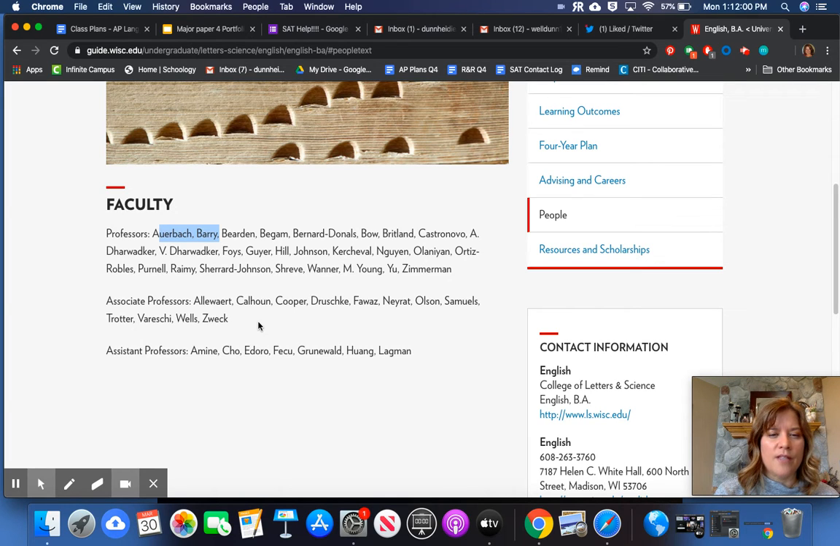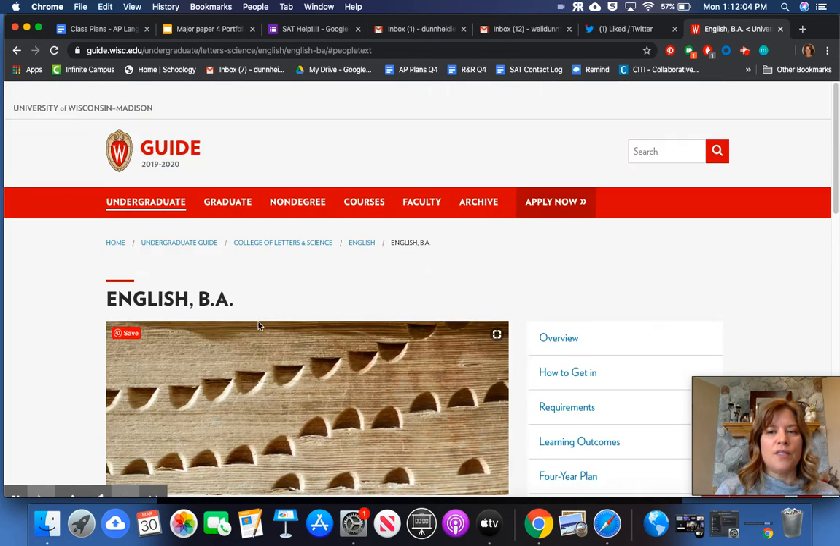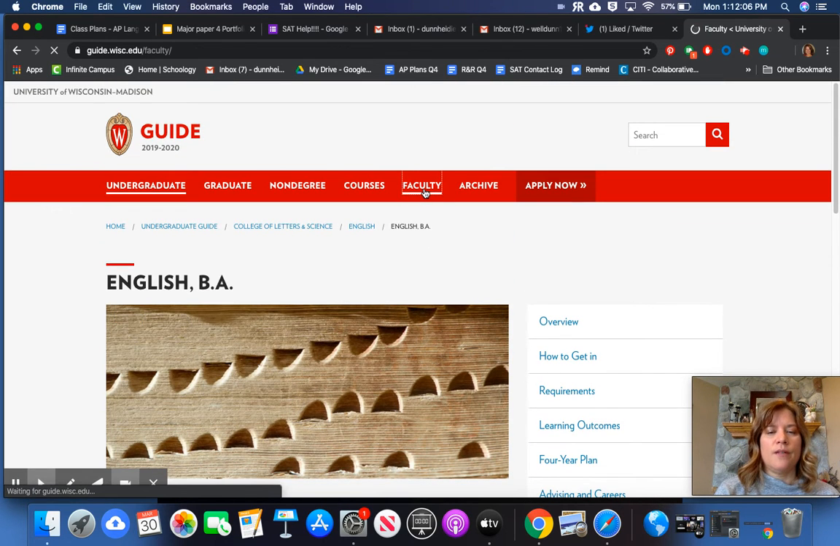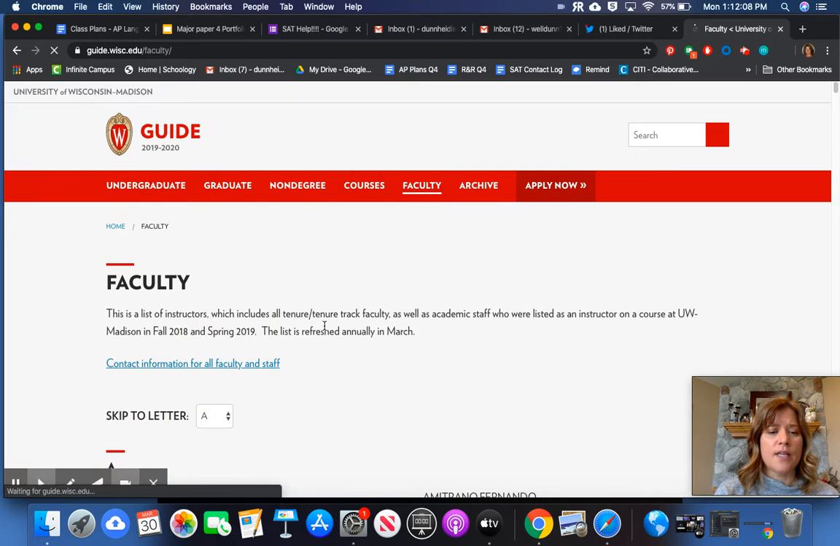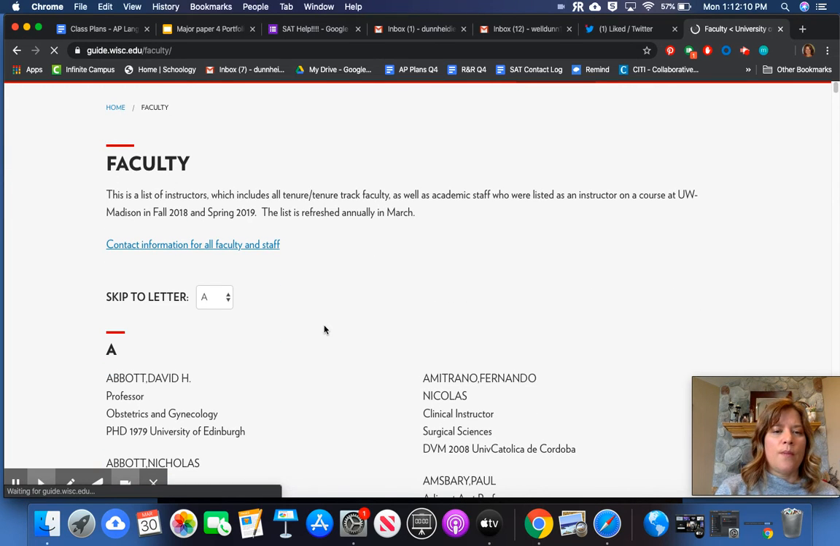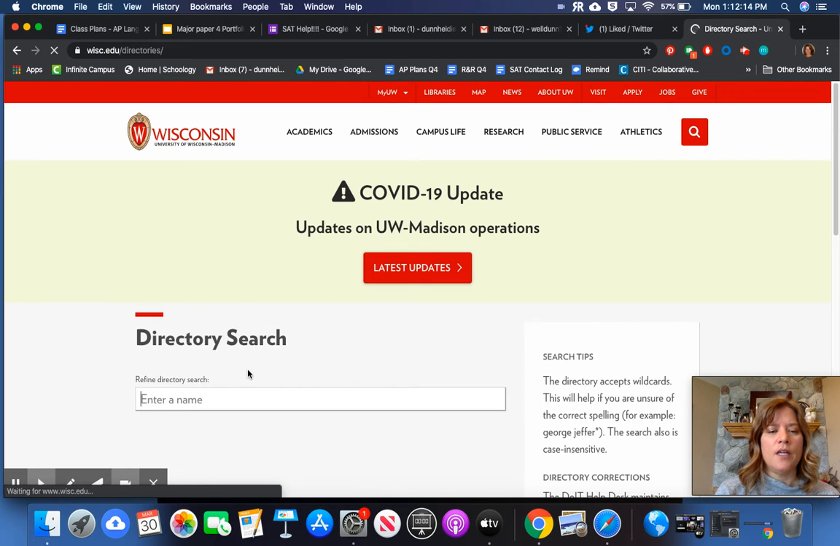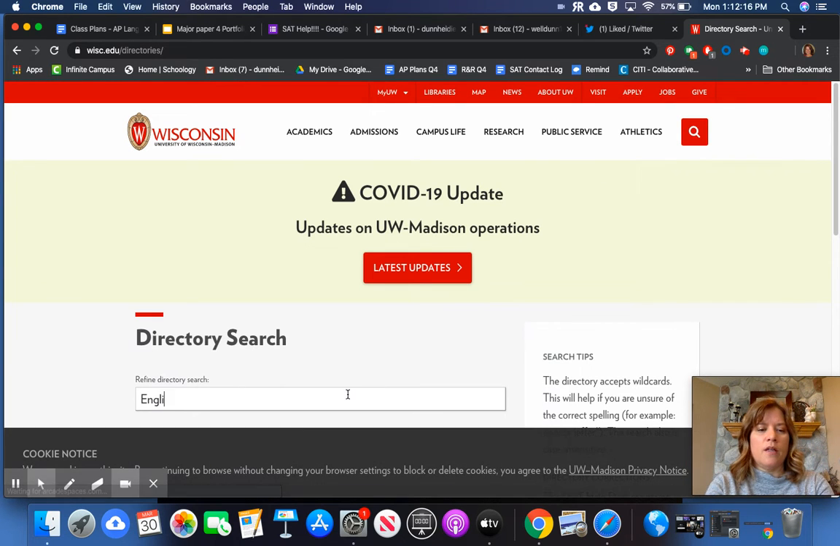They only have last names. Very non-gender specific. So I'm going to go to faculty instead at the top. So I'm going to go to contact information for all faculty. I'm going to look for English department.